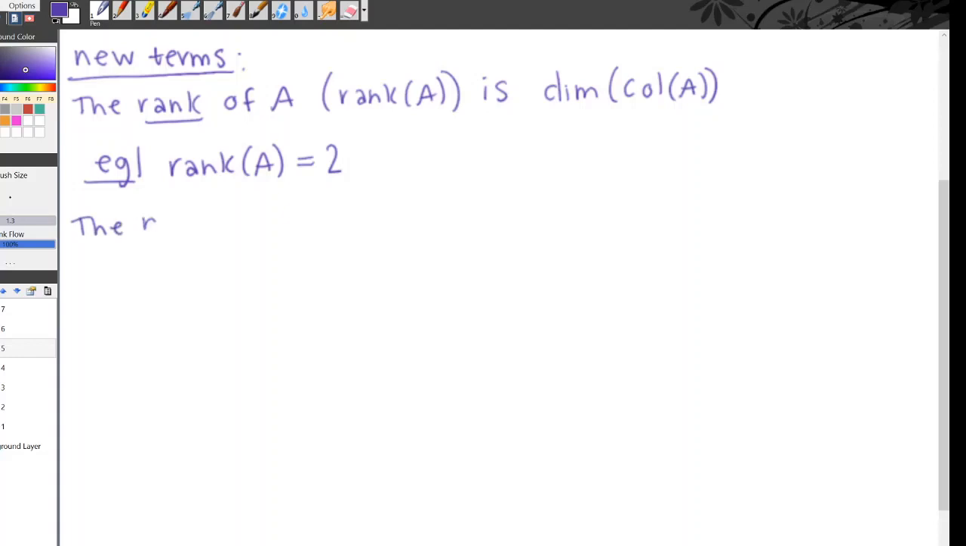The other word is a commonly used word, but for some reason your book doesn't have it, but I'm going to use it anyway. So the nullity of a matrix A, which we can just write as nullity A, it's not really an abbreviation, that's going to be the dimension of the null space.